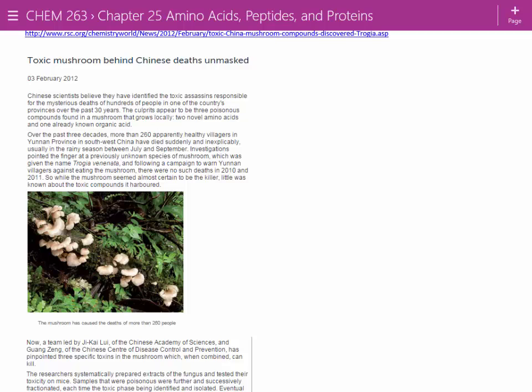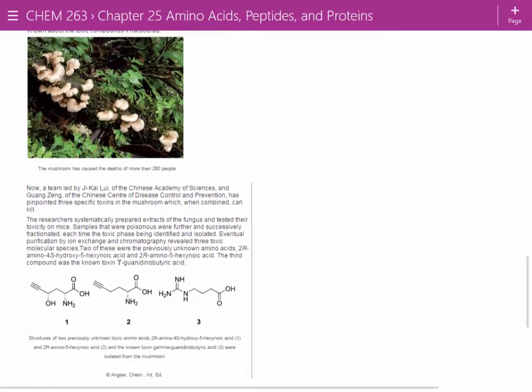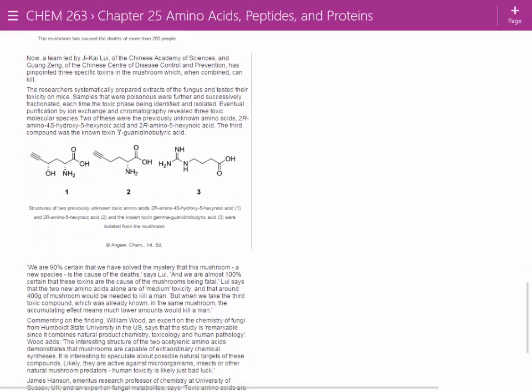So in this case, they went out and searched for these mushrooms in China, and they found them. They killed 260 people. Pretty incredible. And so they kept on trying to figure out what it is in these that is killing them. And they found these amino acids in there. So you can see they're all alpha amino acids, and then you've got a guanidine unit on the right-hand side.